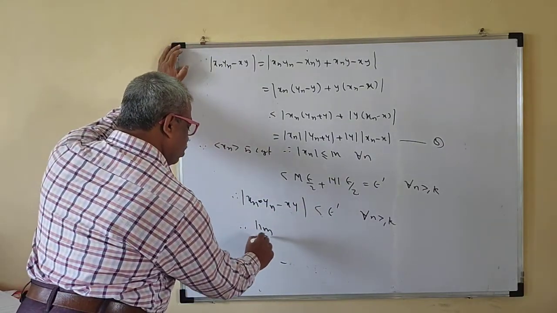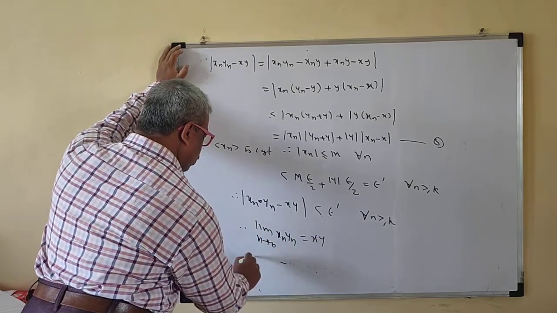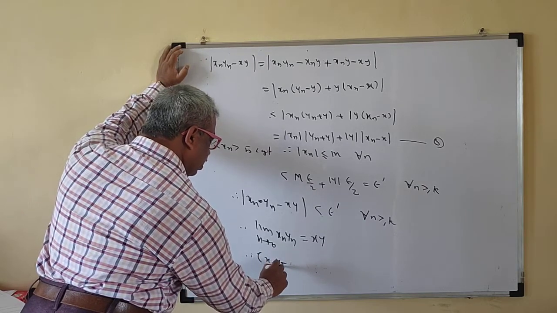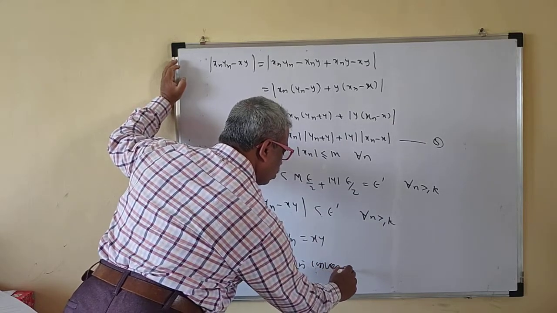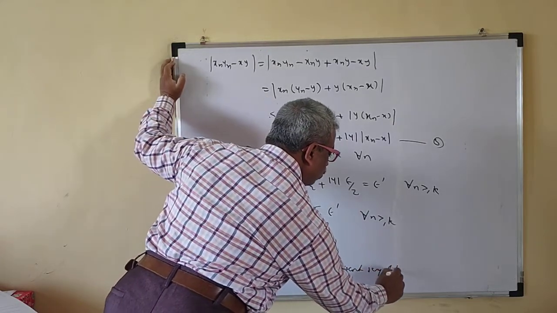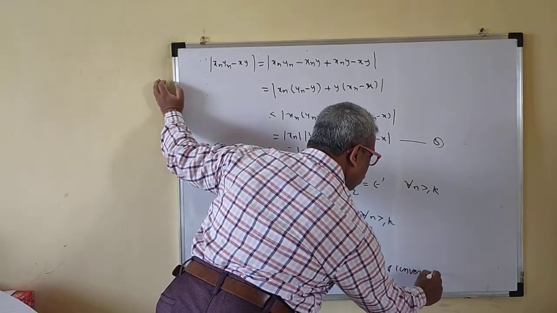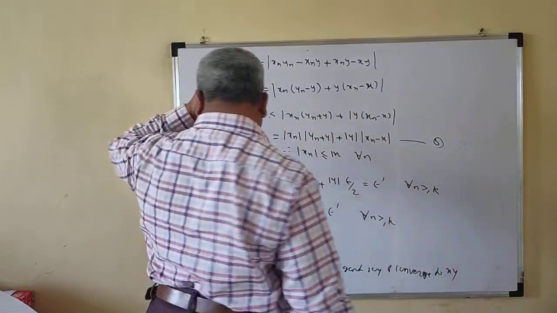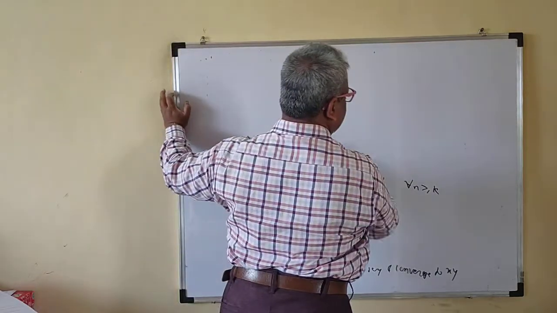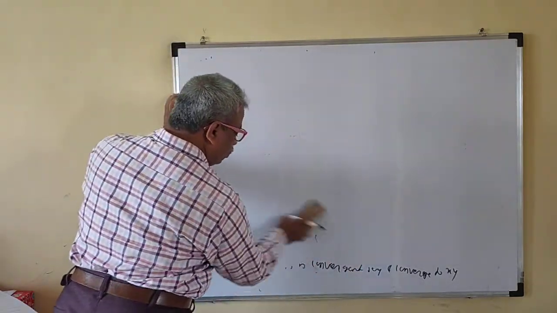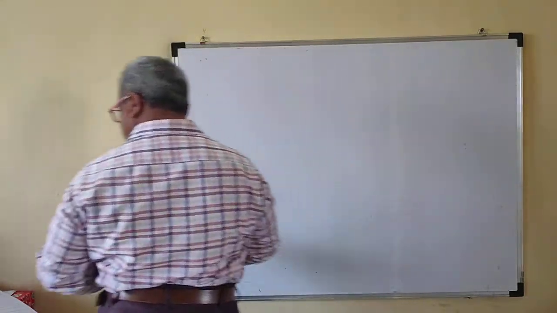Therefore the limit as n tends to infinity of xn yn is equal to xy. So therefore the sequence xn yn is a convergent sequence and converges to xy. Okay, so on the same line you can do the third one also, part C, which is very easy now. So the third one is very easy, you can do it yourself.